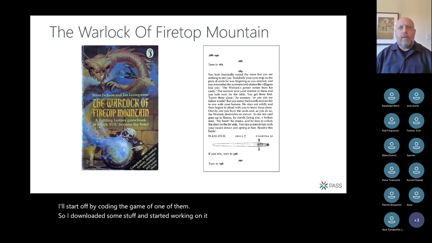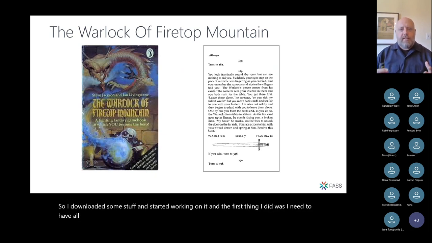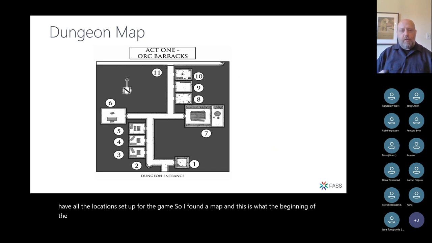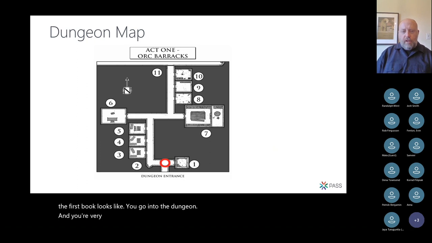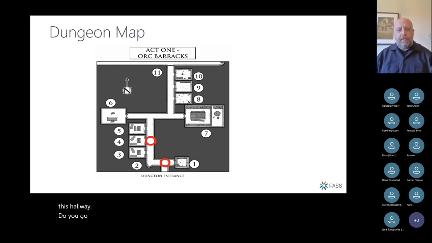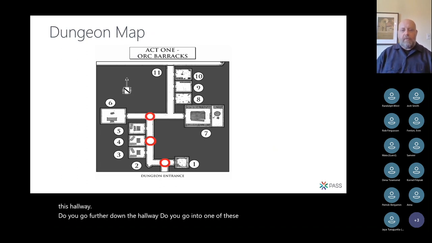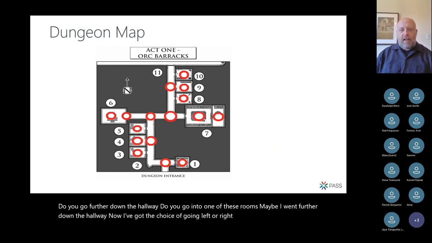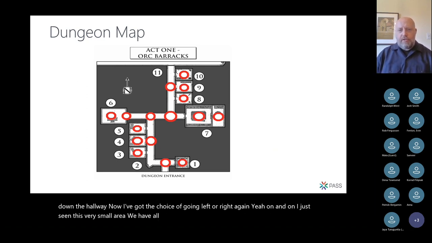The first thing I did was, well, I need to have all the locations set up for the game. So I found a map, and this is what the beginning of the first book looks like. You go into the dungeon, and your very first choice, you can go left or right. Let's say you go left and you go into this hallway. Do you go further down the hallway? Do you go into one of these rooms? Maybe I went further down the hallway. Now I've got the choice of going left or right again. On and on. Just in this very small area, we have all these different locations and choices.